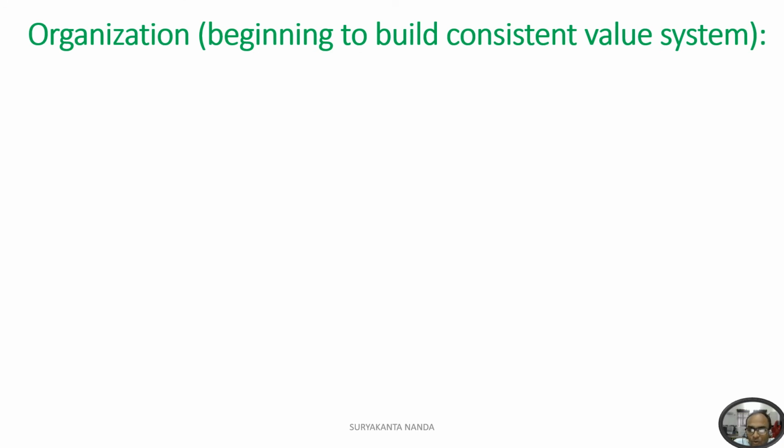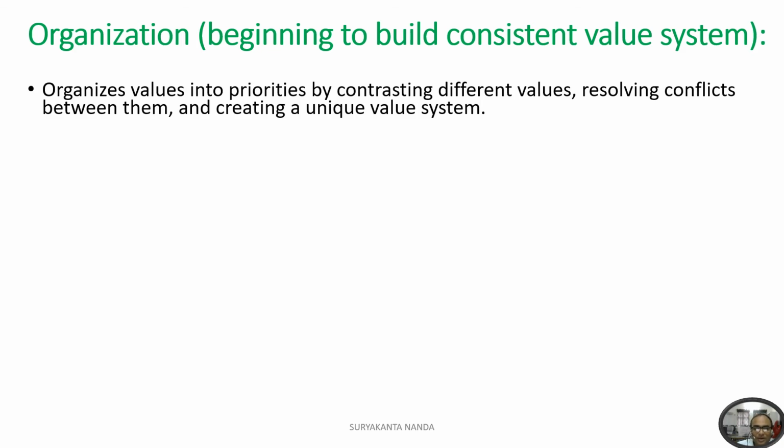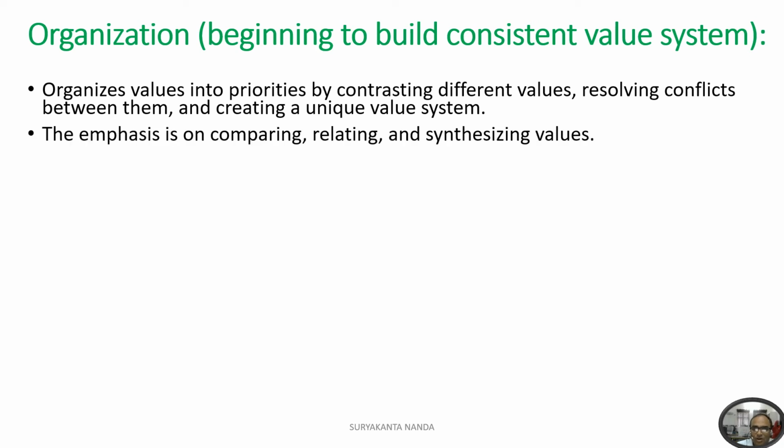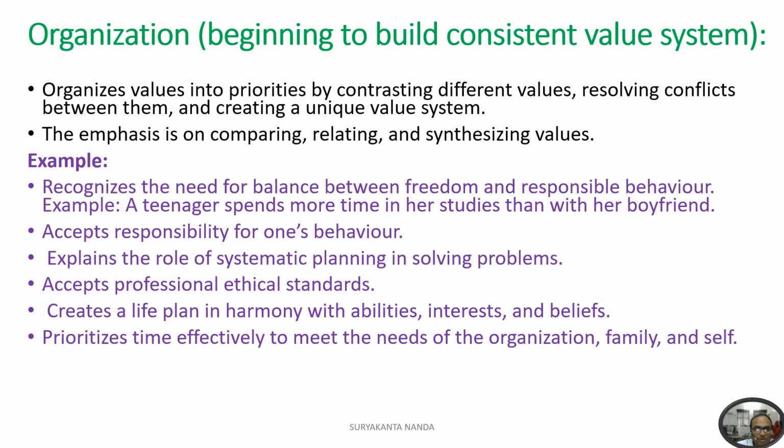The next subdomain is organization, which means beginning to build a consistent value system. It organizes values into priorities by contrasting different values, resolving conflicts between them, and creating a unique value system. The emphasis is on comparing, relating, and synthesizing values. For example, recognizing the need for balance between freedom and responsible behavior. As an example, we can say a teenager spends more time on her studies than with her boyfriend.